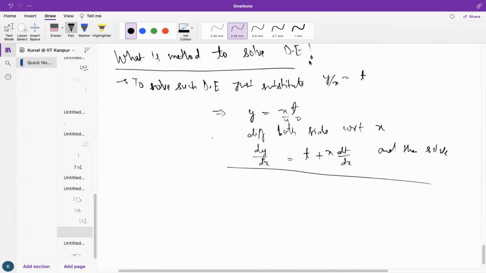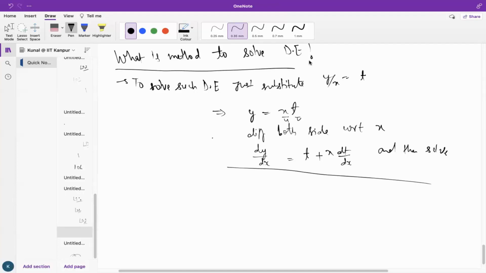Actually, when we differentiate both sides with respect to x, we will get dy by dx is equal to, and now there is an x and t term, so we have to apply the product rule here. First differentiate x and take t as a constant, so it will be t plus. I hope you all know how to differentiate. I'm just explaining; if anyone has difficulty understanding, it will be x into dt by dx, and then you have to proceed and solve.